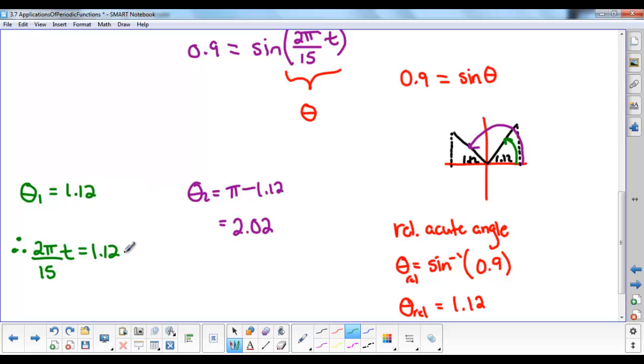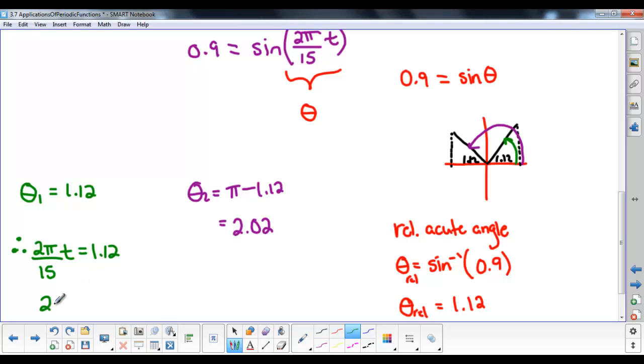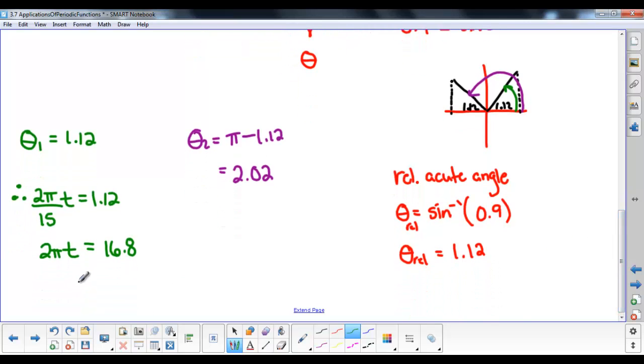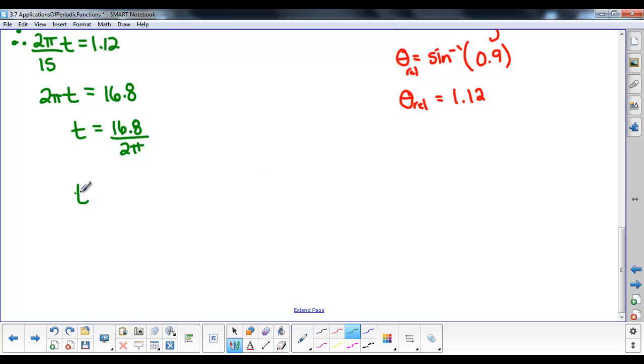And now all we do is solve for t. We can multiply both sides by 15, leaving us with 2 pi t on the left side, and then 16.8 on the right side. And now if we take that and divide both sides by 2 pi, and evaluate that, one possible value for time would be about 2.67 minutes.